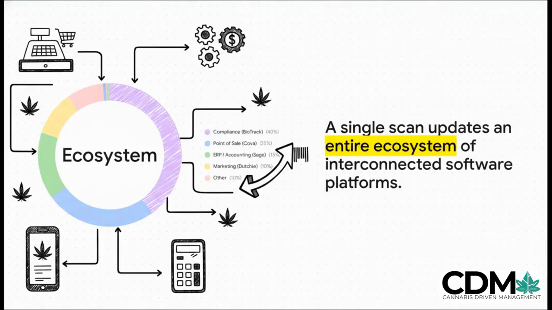In that final scan, that little beep, it isn't just talking to one system. It's connecting an entire ecosystem of software. The state compliance system is the biggest piece of the puzzle, for sure. But that scan also has to talk to the store's point-of-sale system, the company's accounting software, and even the marketing platforms that run the online menus. It's a huge interconnected web.